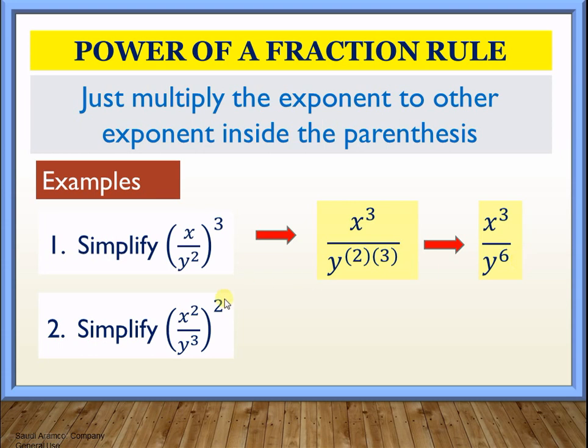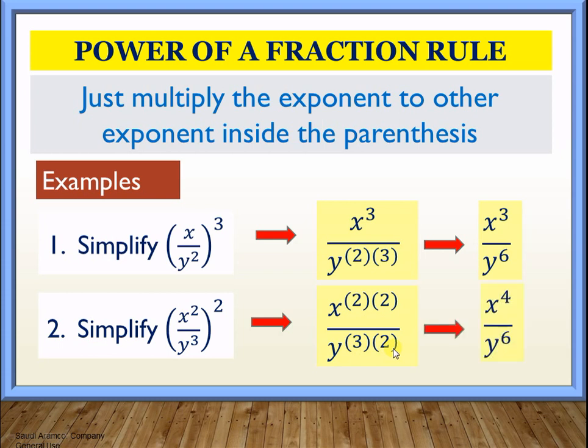Next, so the same process. We distribute the 2 to that power here, or exponent here, and this one here, and do the multiplication process. So this is x raised to 2 times 2 and y is raised to 3 times 2. The final answer will be x to the 4th over y to the 6th. Okay?